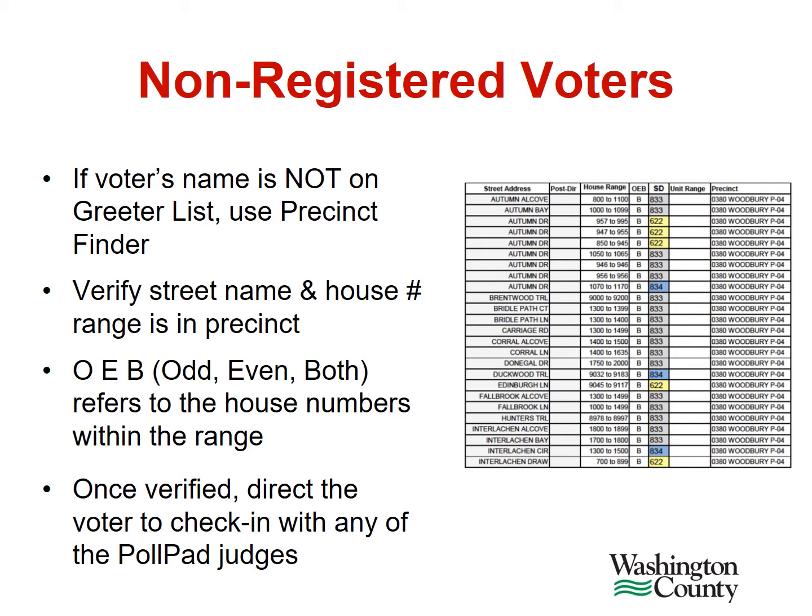OEB, which is a column on that spreadsheet, stands for odd, even, or both, and it refers to the numbers within the house range. Once you have verified their current address is in your precinct, direct them to the poll pad judge.